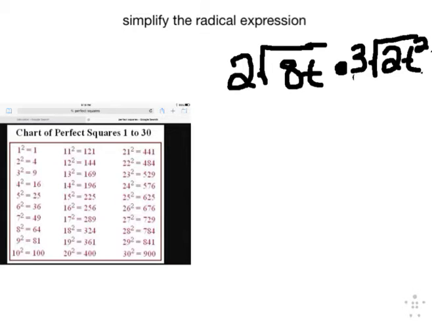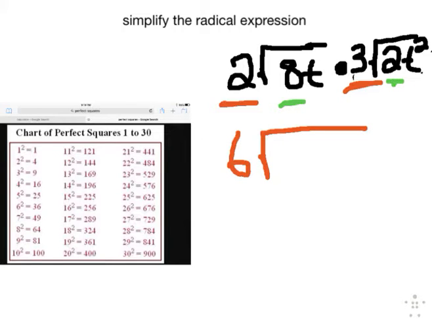Let's go ahead and try another example together. So we need to go ahead and multiply these. So let's first multiply the outsides, because we see that we have the two outsides also multiplying by each other. So 2 times 3 is 6. And then underneath our radical, we see we have 8 and 2, and 8 times 2 is 16.